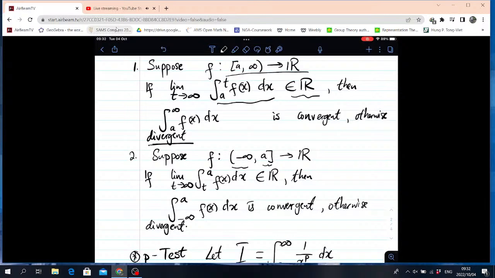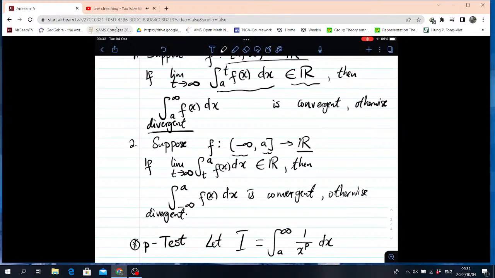And the same applies to a function that is defined from minus infinity to some value a, such that if the limit as t tends to minus infinity of the integral from t to a of f of x dx exists, so if the integral exists and it's a real number, then we say that improper integral is convergent. Otherwise, it is a divergent integral.